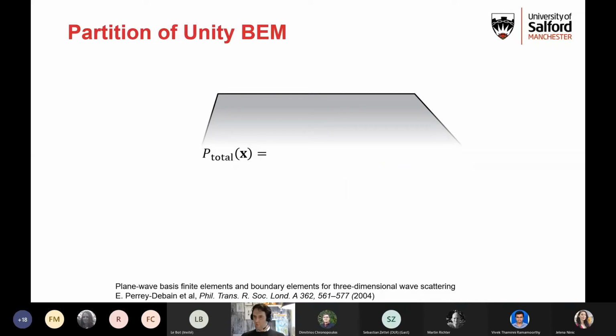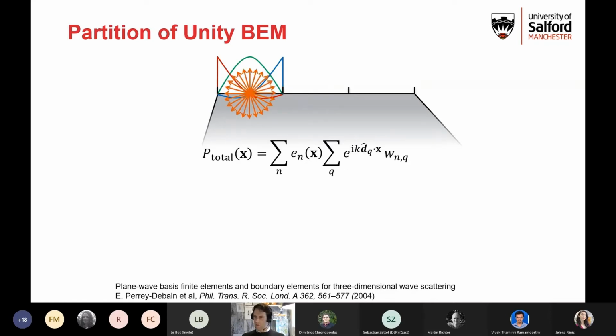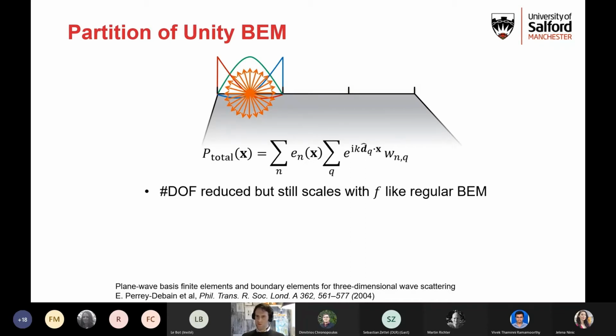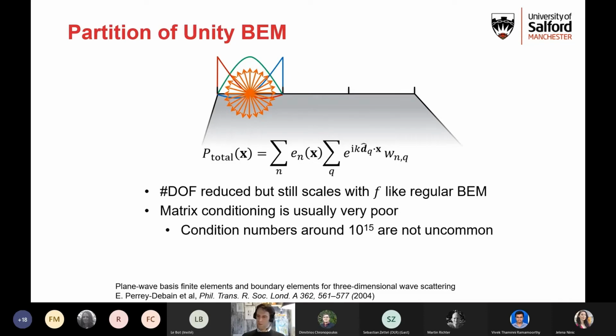Partition of unity boundary element, on the other hand, would still use elements. It would still use polynomial basis functions, but we choose wave directions just based on them being uniformly spaced. So you get quite a similar kind of looking equation, but as I've said before, the degrees of freedom still scale with frequency like regular BEM. There's also problems to do with matrix conditioning with this as well. Condition numbers around 10 to the 15 are not uncommon and you require special matrix solvers.